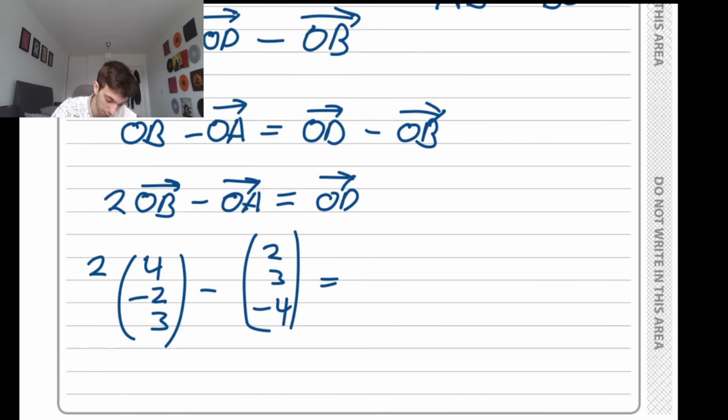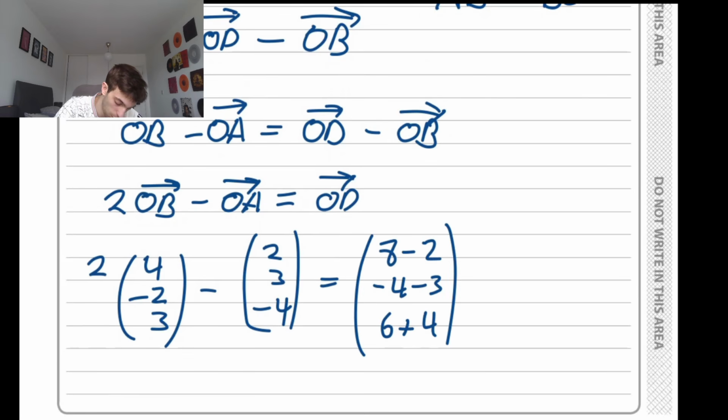2 times 4 is 8, so we're going to have 8 minus 2. We have 2 times minus 2 is minus 4, so that's going to be minus 4, take away 3. And then we have 2 times 3 is 6, minus 4, so that's going to be 6 plus 4. So what do we have? We have 8 minus 2 is 6, minus 4 minus 3 is minus 7, and 6 plus 4 is 10.